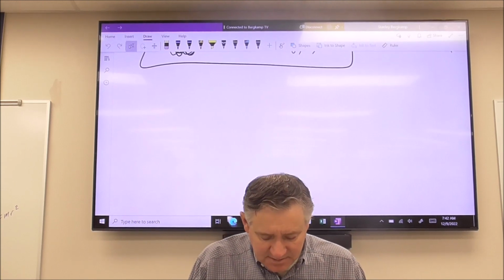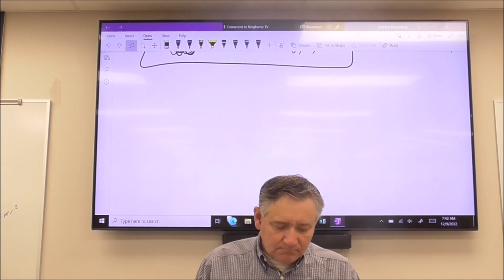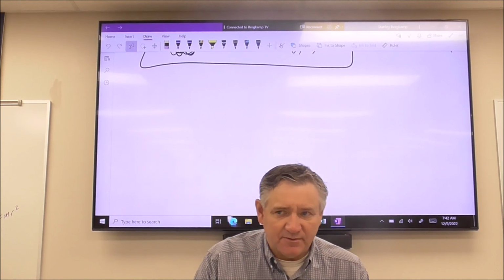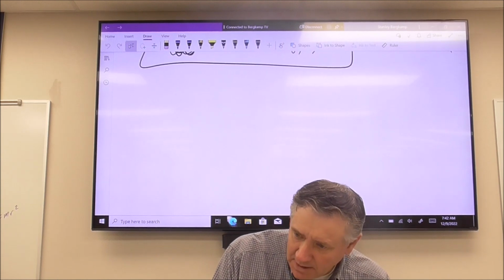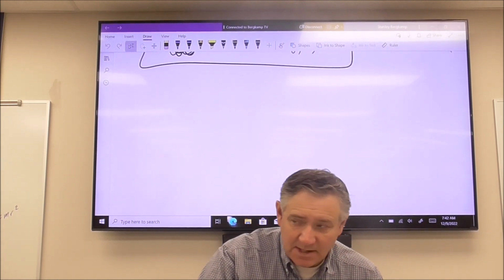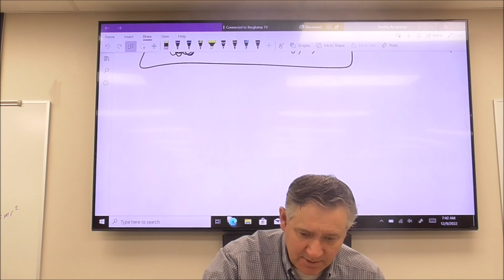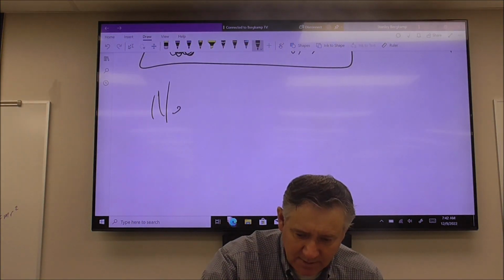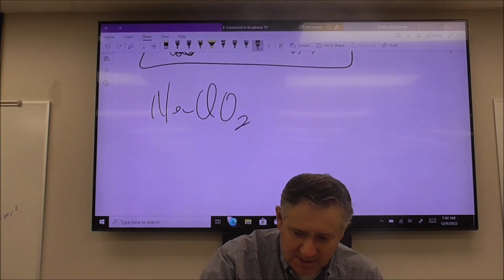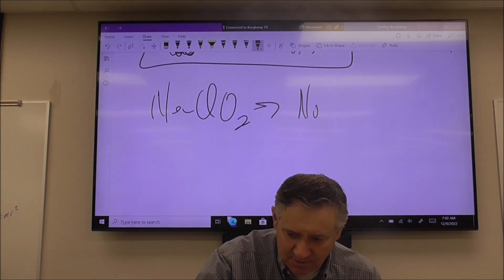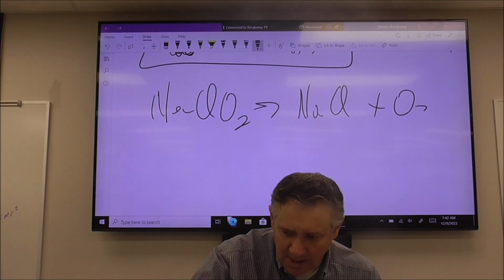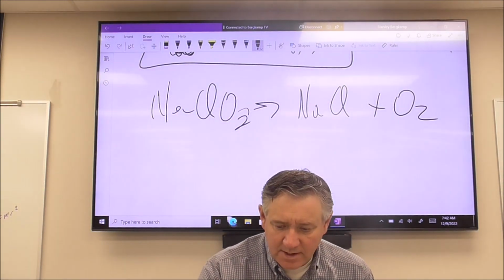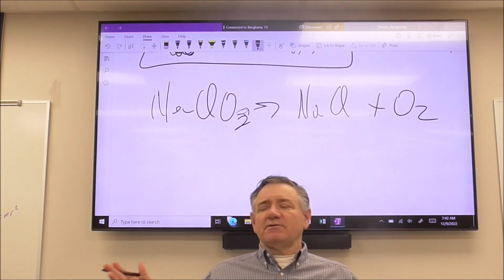Now, here's the whole key on limiting reactants: the first thing you have to do is determine if it's a limiting reactant problem, okay? So let's say, for example, in the lab that you're going to do, you're going to take sodium chlorate and decompose that into sodium chloride and oxygen gas, okay? NaClO3. So right away, is this going to be a limiting reactant problem?